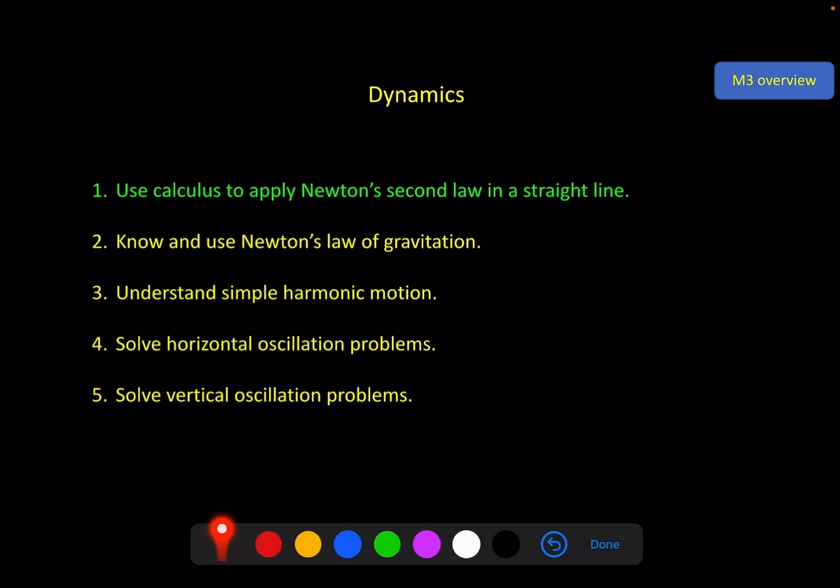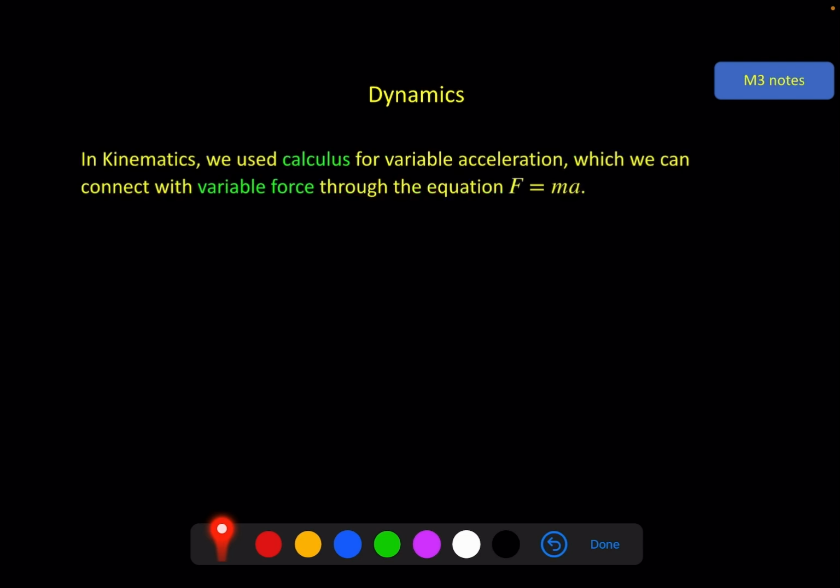So in this video, we're just going to apply what we did there with variable acceleration to Newton's second law, F equals ma, to have variable force. So as we had there in kinematics, we used calculus for variable acceleration, which we can now connect with variable force through Newton's second law, F equals ma.